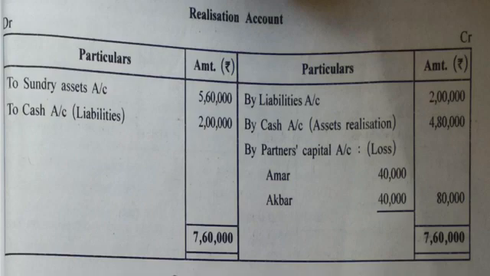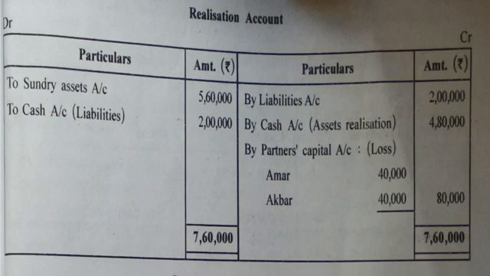So starting from the debit side of the realization account, the very first thing written on the debit side of the realization account says: to sundry assets account 5,60,000 and by liabilities account 2 lakh.